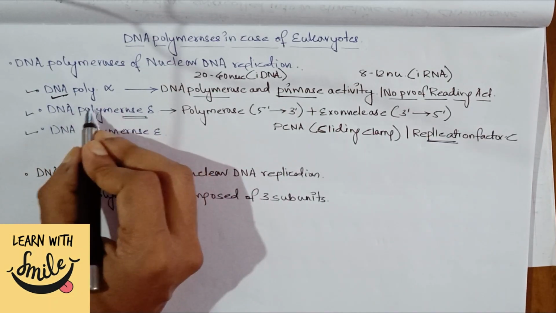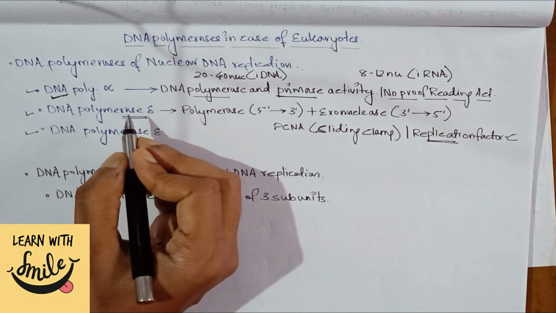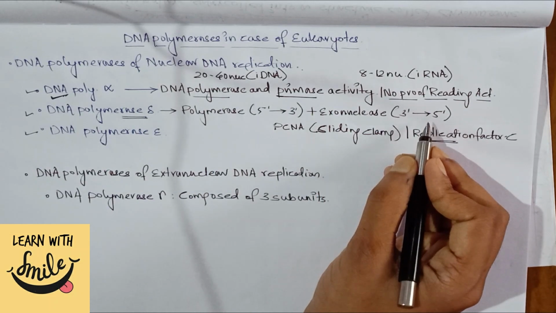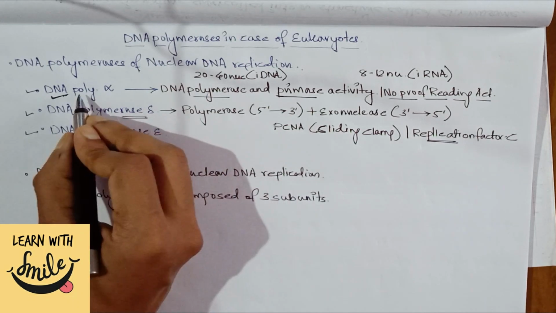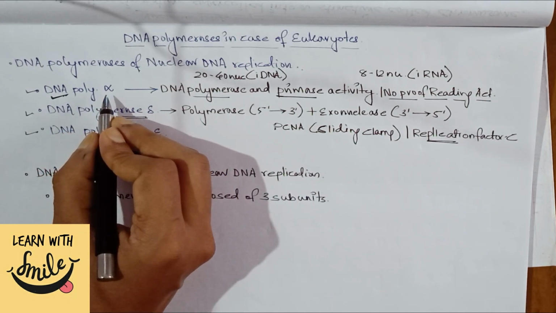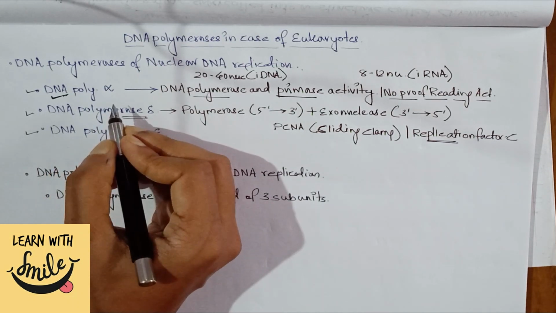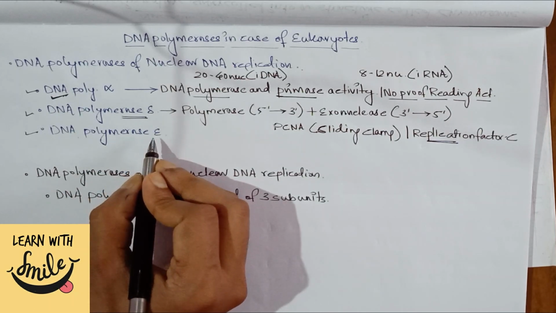Now, structurally speaking, this DNA polymerase delta is a heterotetramer, and it has both polymerase and exonuclease activity. That is, this particular DNA polymerase delta, unlike DNA polymerase alpha, has proofreading activity along with polymerization activity. Now, a similar role is played by DNA polymerase epsilon.